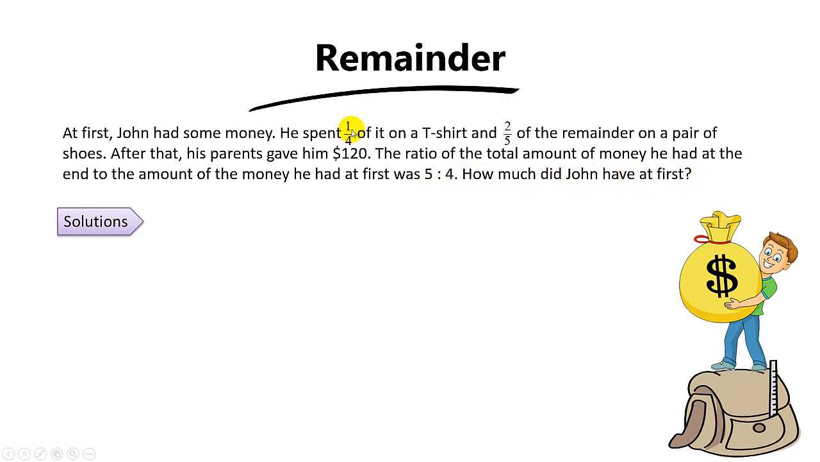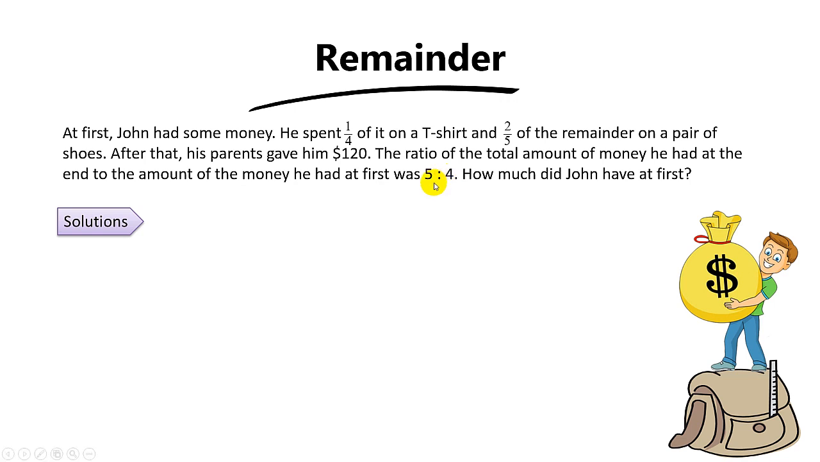So at first, he's going to spend 1/4 of the money on a t-shirt, then 2/5 of the remainder. Remainder is a very important keyword. After that, his parents are going to give him $120. In the end, the ratio of the money he had to the money he had at first was 5:4. So how do we do this?